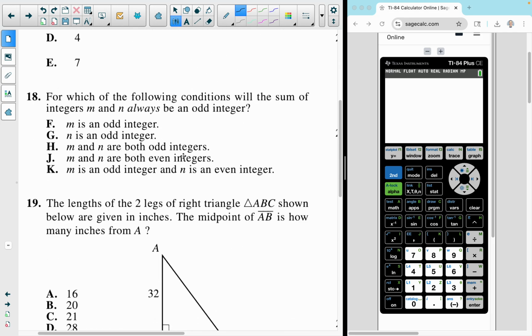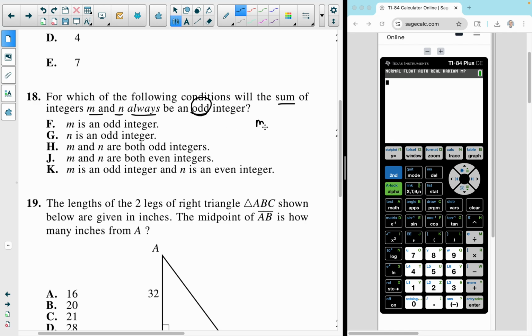18. For which of the following conditions will the sum of integers m and n always be an odd integer? Okay, so our answer choices are: if m is an odd integer, if n is an odd integer, if m and n are both odd integers, m and n are both even integers, or m is an odd and n is an even. Okay, so this one is a little tricky. My suggestion is to always pick numbers for this. So I'm going to use F.